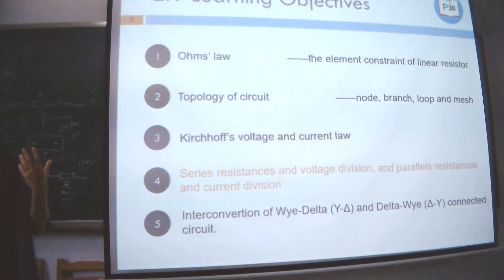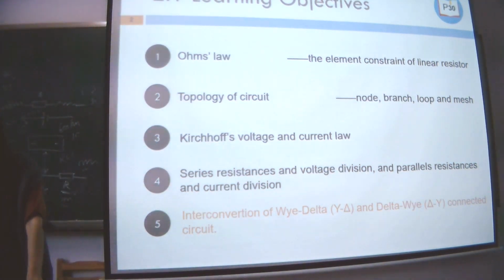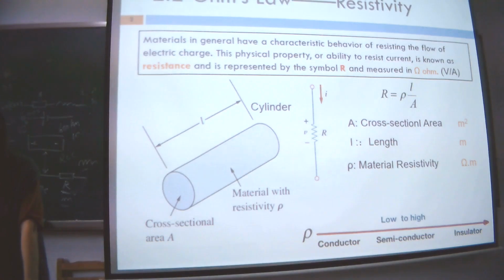Then we will learn series connections of resistance, and parallel resistance, and we will learn voltage division and current division. In the end of this chapter, we will learn delta to Y connection and Y to delta connected circuits, and we need to learn the interconversion of them. Okay, we will get two equations. Do we need to remember that? Which one?